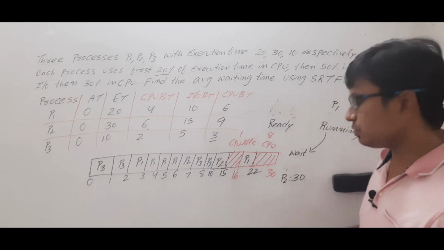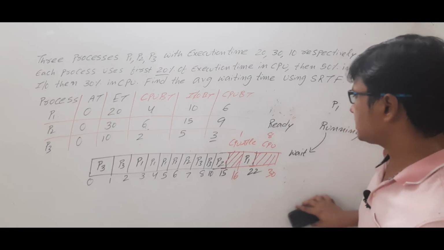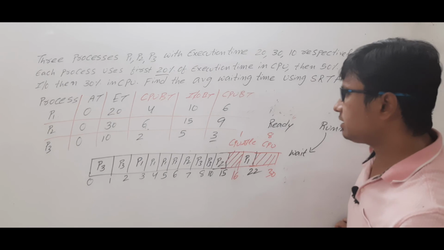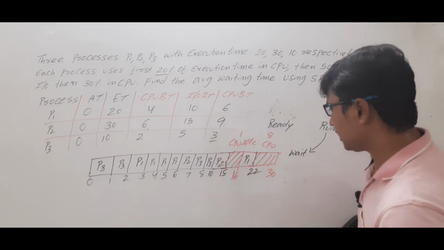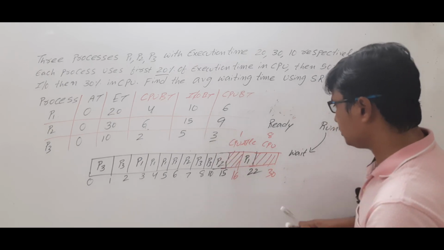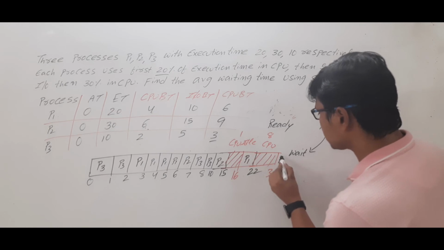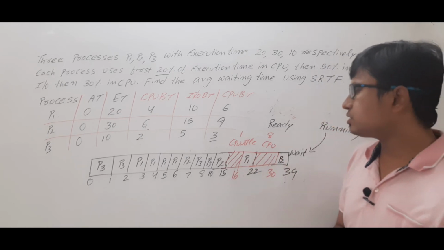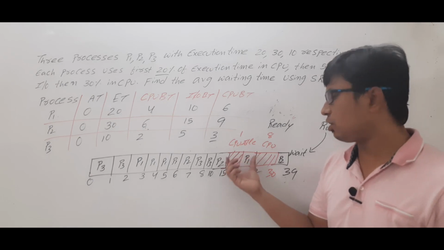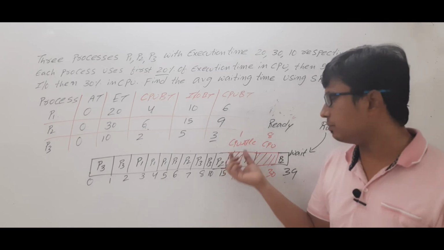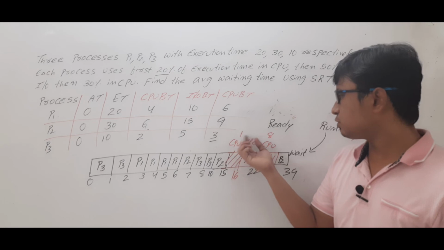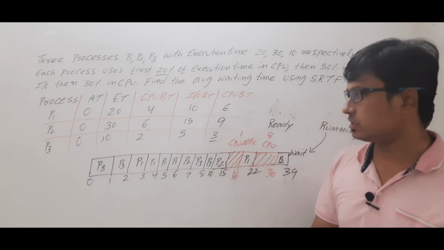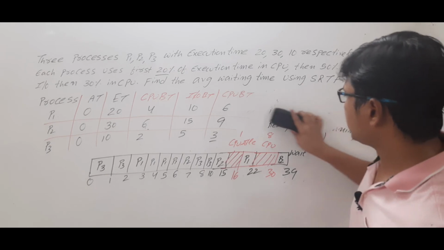Now process P2 will come to the ready state at 30 units and it will come to the running state, and it needs 9 units of CPU time. So process P2 will complete its task at 39 units of time. They may ask you how many units of time the CPU is idle. So it is 1 plus 8, 9 units of time the CPU is idle. Is it clear? So we have drawn the Gantt chart.